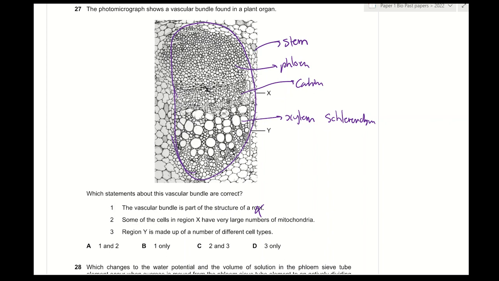2. Some of the cells in region X have very large numbers of mitochondria. It might actually have in some regions. The reason for this is because we said that the phloem is present right here, and companion cells found beside the phloem sieve tube elements contain large numbers of mitochondria to be able to load the sucrose into the phloem sieve tube elements. Therefore, this might be correct. 3. Region Y is made up of a number of different cell types. So as we just said, region Y contains the xylem, because we can see that the larger circles are going to be the xylem, and beside the xylem we can see many smaller cells, which are most likely the sclerenchyma. Therefore, this is correct, and the answer is going to be C.